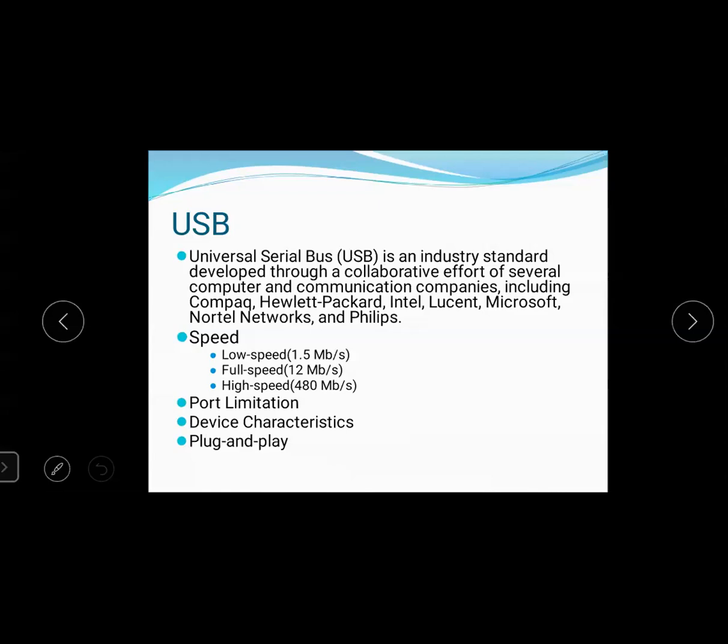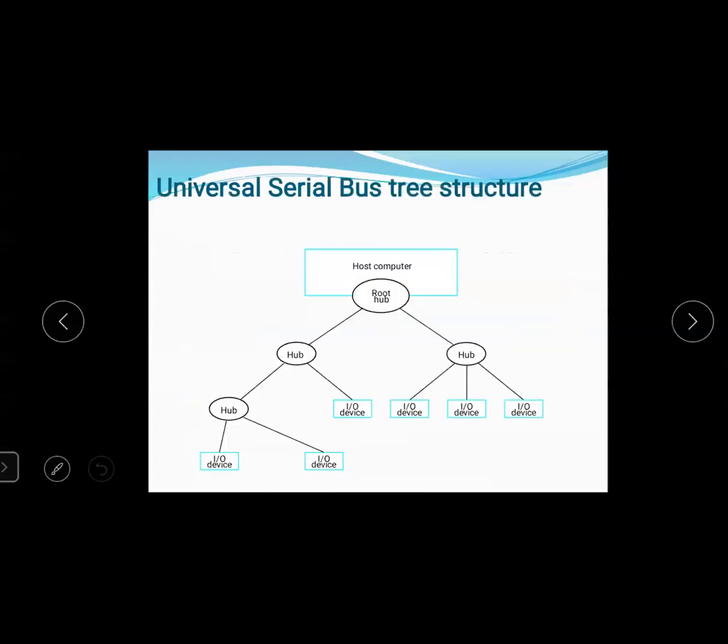All of them collaboratively designed the USB bus, and it has a high speed of 480 megabits per second. At low speed, you can transfer 1.5 megabits per second, and at full speed 12 megabits per second. The port limitation, device characteristics, and plug and play are discussed next.